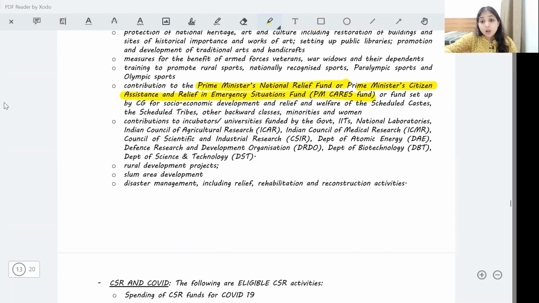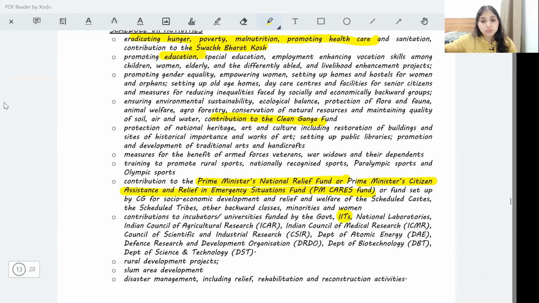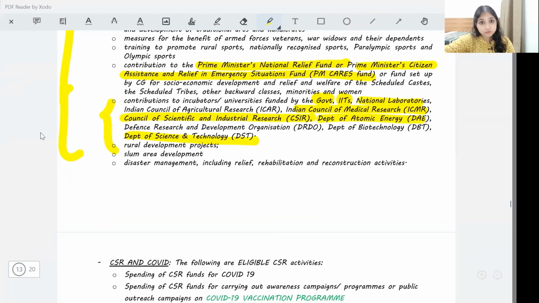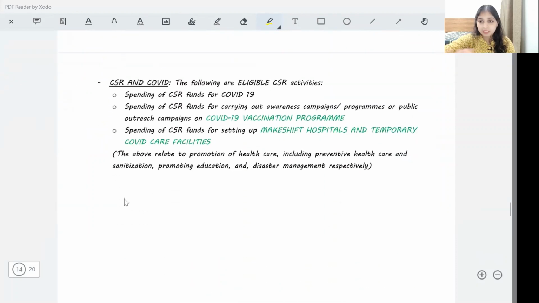Also, if you're going to make a contribution to an IIT or to the government or to the national laboratory or to Indian Council of Medical Research, Department of Atomic Energy, Council of Scientific and Industrial Research, Department of Science and Technology, if you're going to make contribution to all these entities, even that will be considered as CSR. So Schedule 7 activities, make sure you give it a reading and you're aware of the content of the Schedule 7. Please make sure at least aware of it. You don't have to spend too much energy memorizing, just be aware of it.